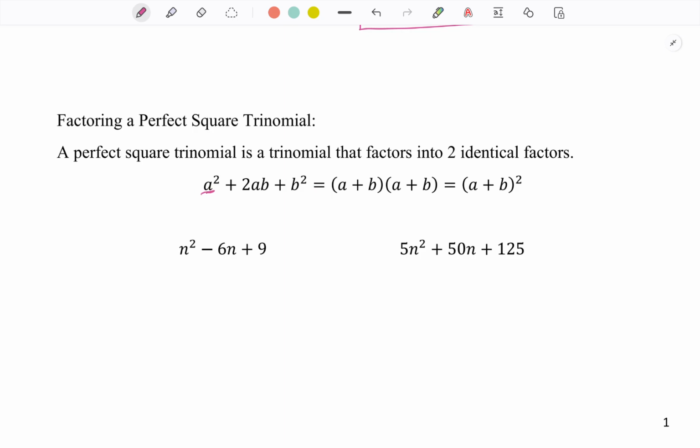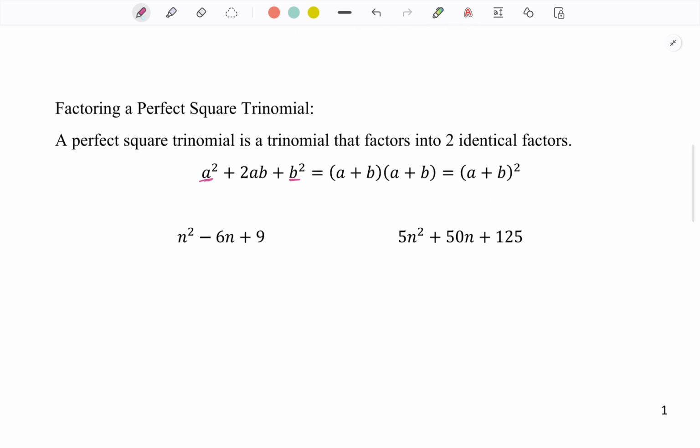So most of the time you're looking for those perfect squares on each end. So what's going to happen is that when you factor this, it's going to factor into two identical factors. So you will actually take those and list them as one, but it is squared.